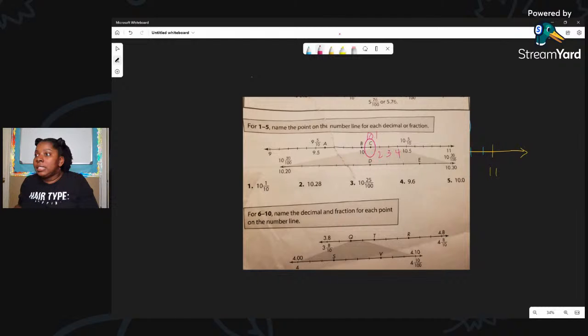Now, where is 10.28? 10 and 28 hundredths. Well, I'm going to go to 0.2, right? Because 10.2, remember we said before, we just add a 0. This is 10.20. And I look, 28 is going to be in between 10.2 and 10.3, right?